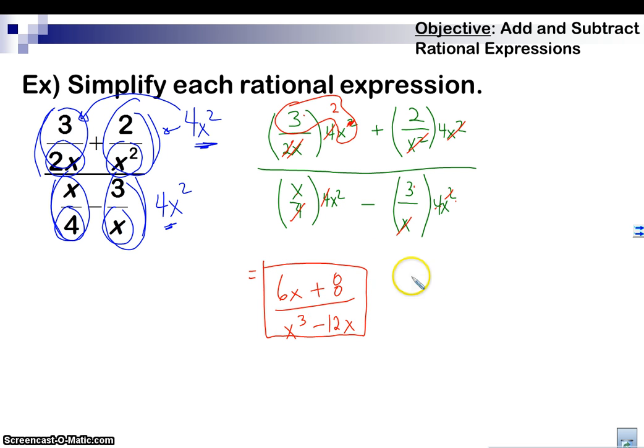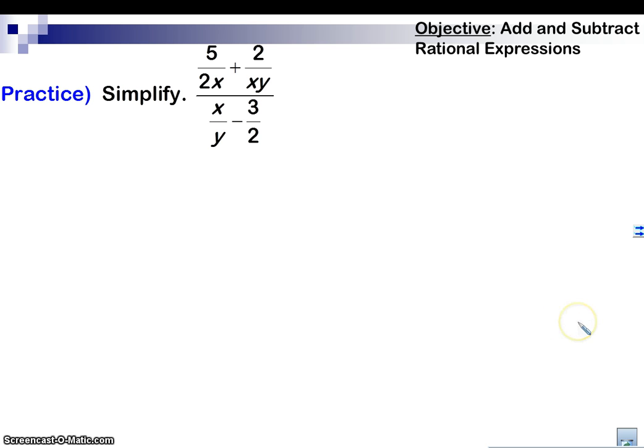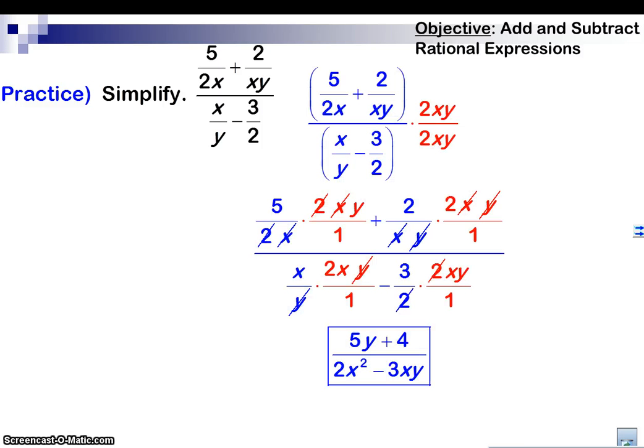All right? So that's using the common denominator to multiply all of those. So here's a practice problem for you. Why don't you go and try that out? All right, here is the answer and the solution for that. So the common denominator here is 2xy. So we just multiply everything by 2xy, and those that cancel out, that's what we end up with.